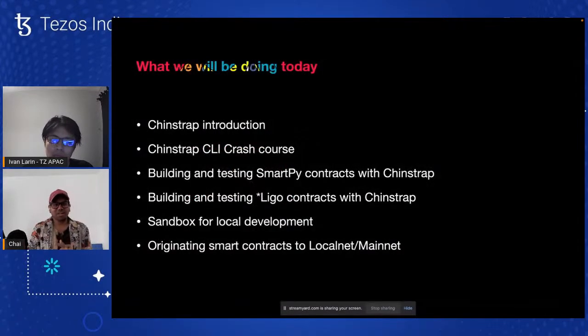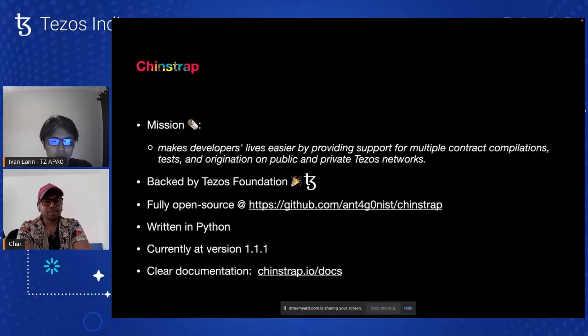So what will we be doing today? We'll be learning a Chinstrap introduction. We'll see how the command line client works. Also, we'll try to build and test SmartPy. We'll also see how Ligo contracts work, and we'll see the local Flextesa sandbox and how to control it with Chinstrap, and also we'll try to originate some SmartPy contracts onto our local net.